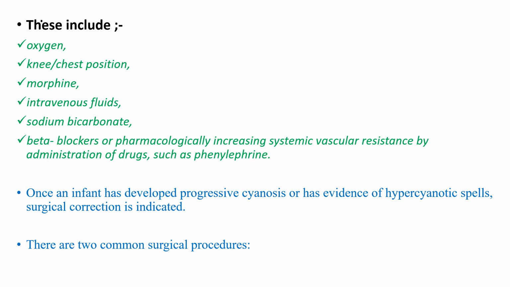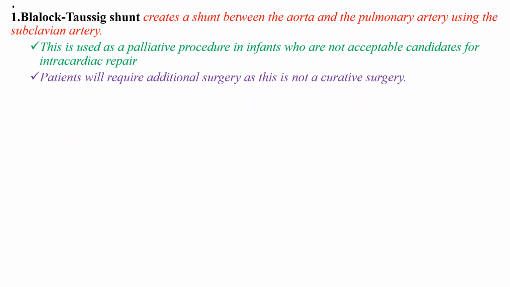Once an infant has developed progressive cyanosis or has evidence of hypercyanotic spells, surgical correction is indicated. There are two common surgical procedures. The first procedure creates a shunt between the aorta and the pulmonary artery using the subclavian artery. This is called the Blalock-Taussig shunt. This is used as a palliative procedure in infants who are not acceptable candidates for intracardiac repair. So, in this case, patients will require additional surgery as this is not a curative surgery.